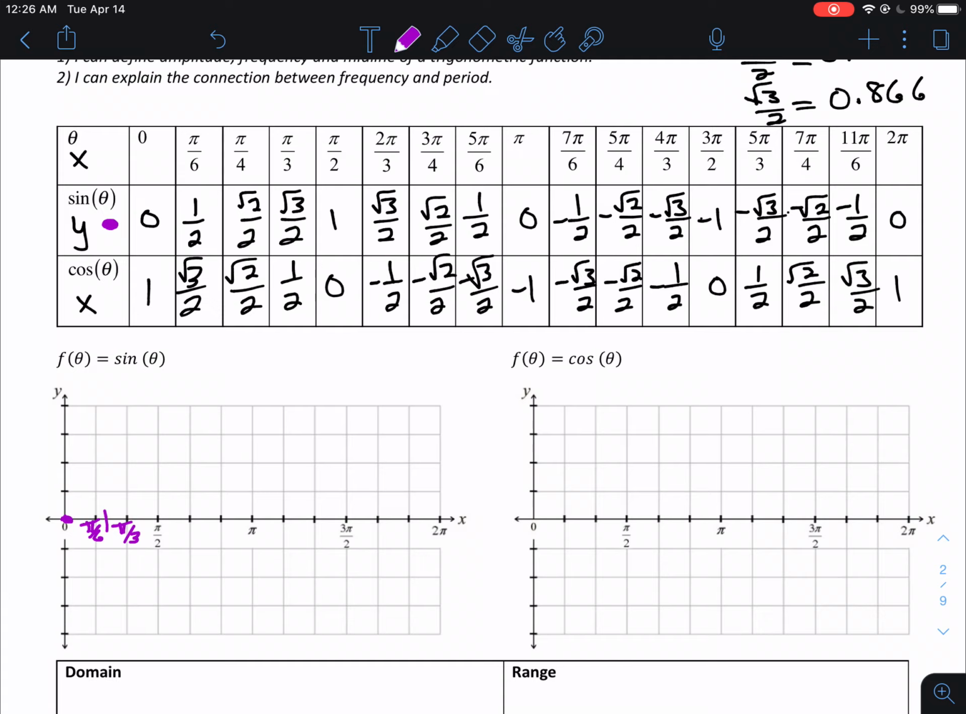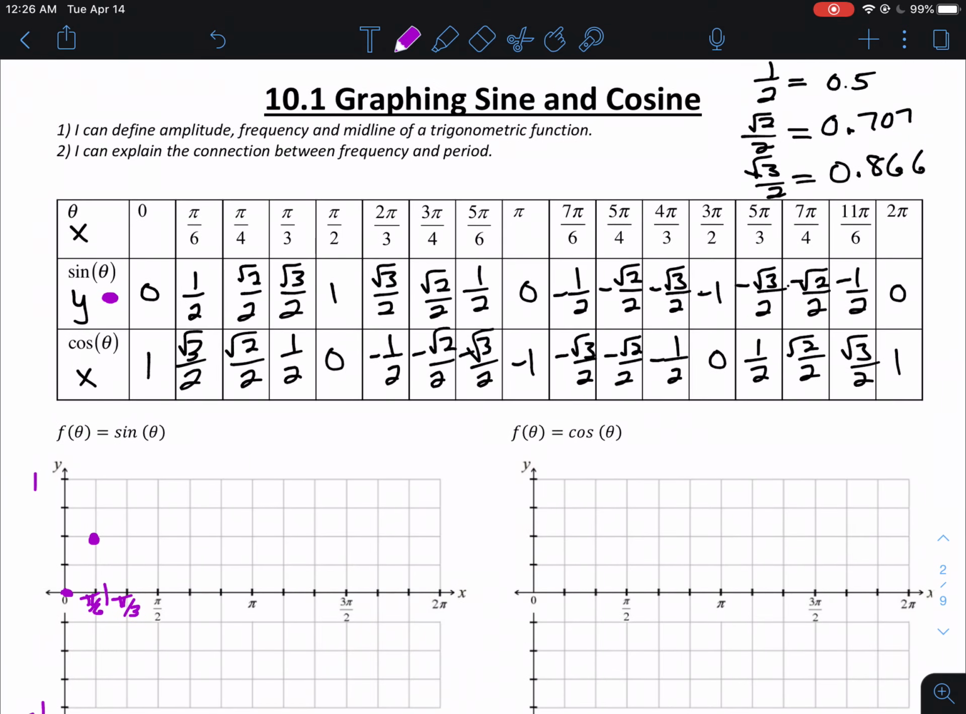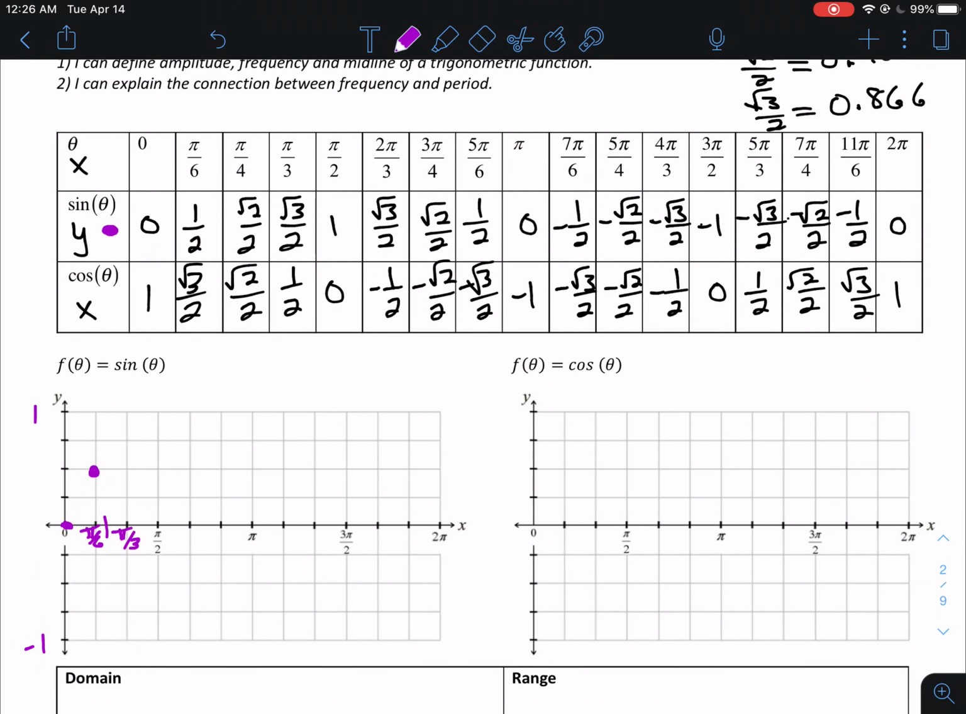So at pi over 6, we're at 1/2. Let's make this all the way up here 1 and negative 1. So 1/2 would be right here. And then at pi over 4, we're at square root of 2 over 2, which we said as a decimal was 0.707. This would be 0.75, so it would be just a little bit less than that. We'll put our point just a little bit below that, halfway in between. And then at pi over 3, we're at radical 3 over 2, which we said was about 0.866. So about right in here.